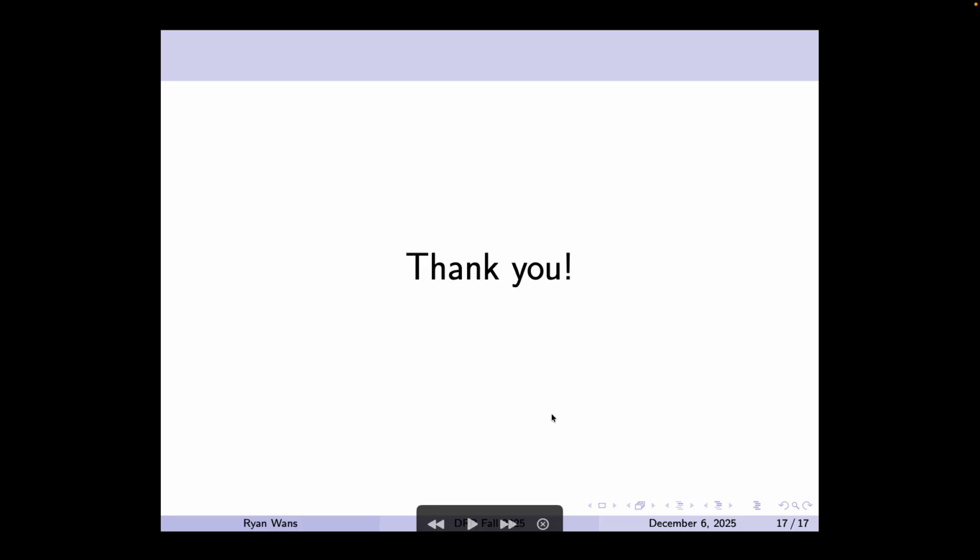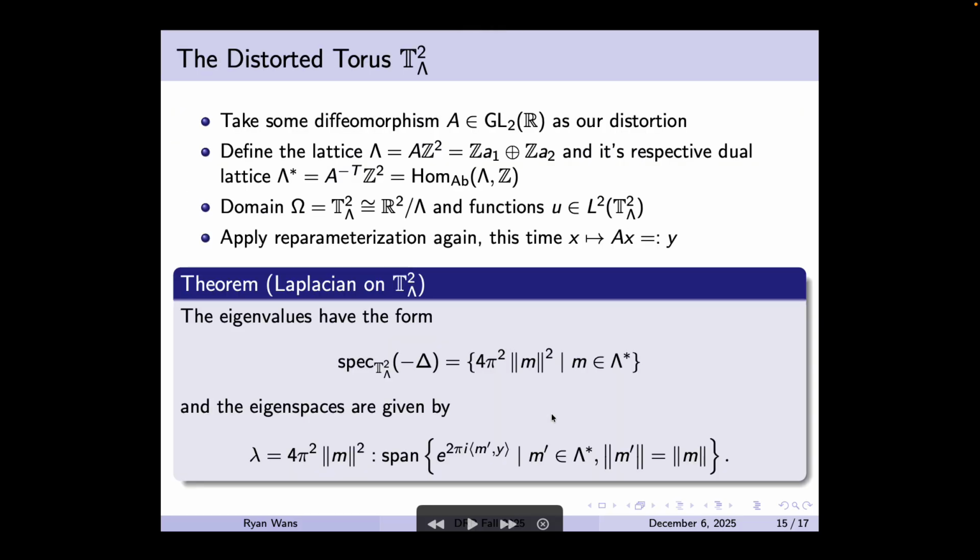Any questions for Ryan? You can go a couple slides back. Yeah, actually this slide. I just wanted to make sure on that second bullet point, where you say that capital lambda star is equal to A, that's meant to be an A inverse transpose? Yeah, this is just poor notation for A inverse transpose. Okay. Yeah.